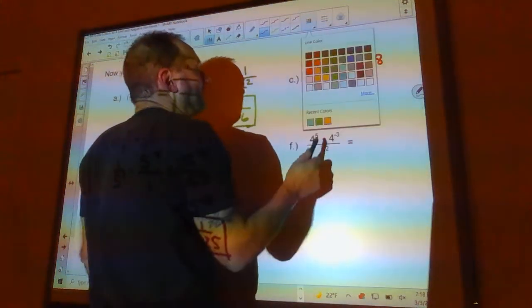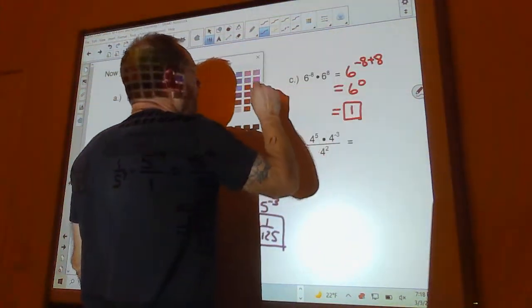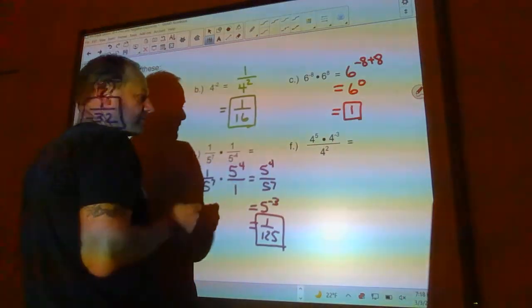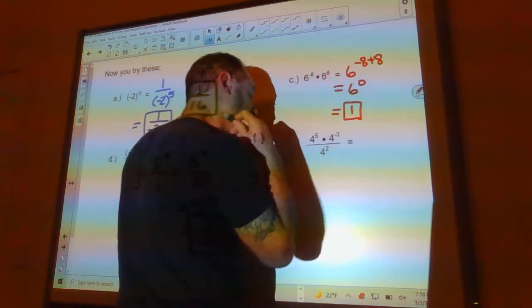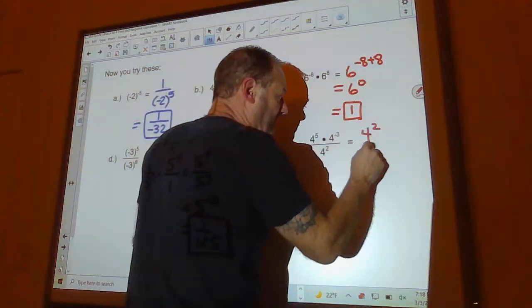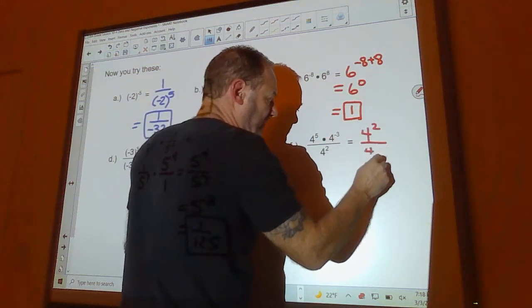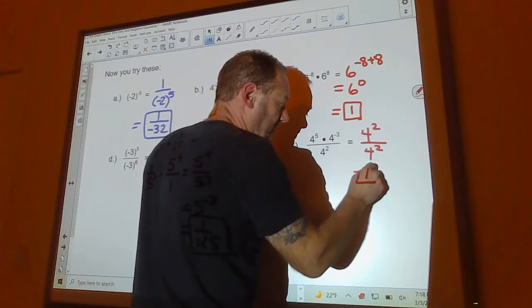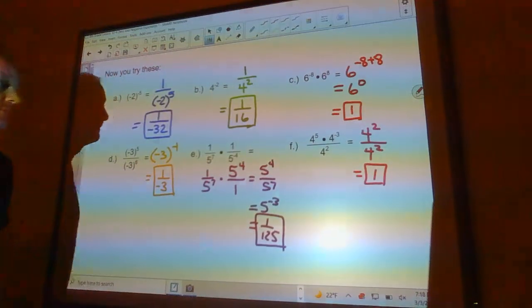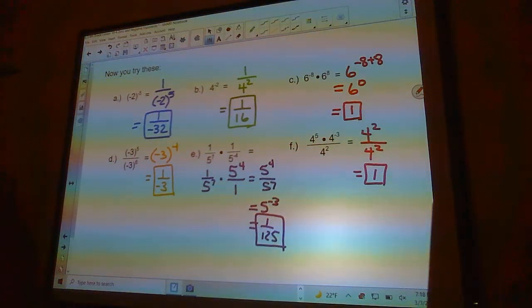Okay, and that leaves us with this one here. So 4 to the 5th power times 4 to the negative 3, that's going to be 4 to the 2nd power over 4 to the 2nd power, which just happens to be 1. Okay, so there you go.